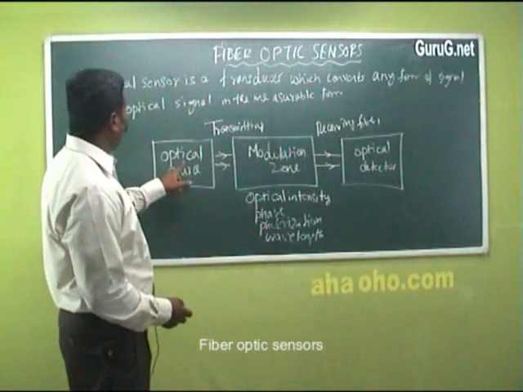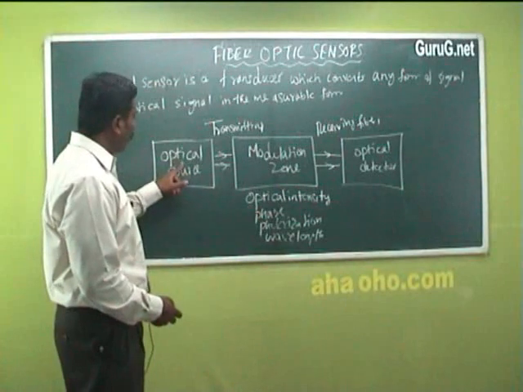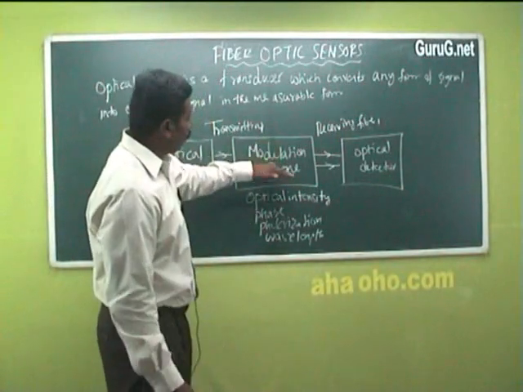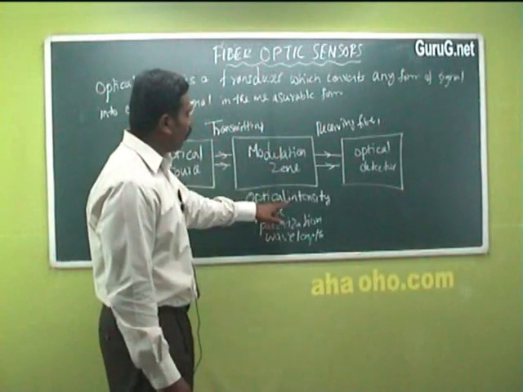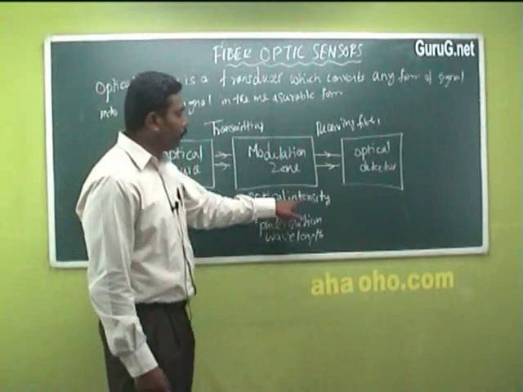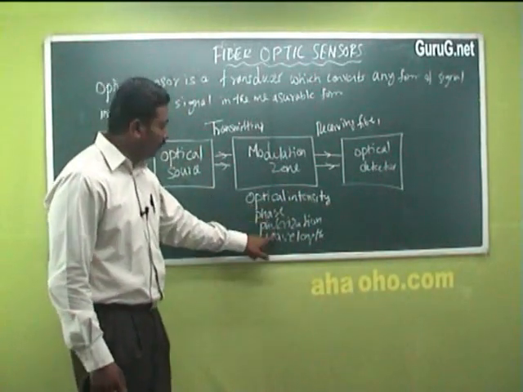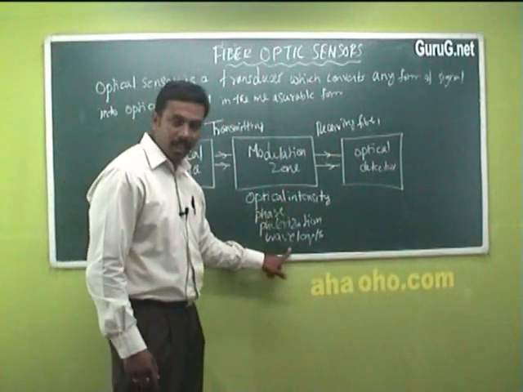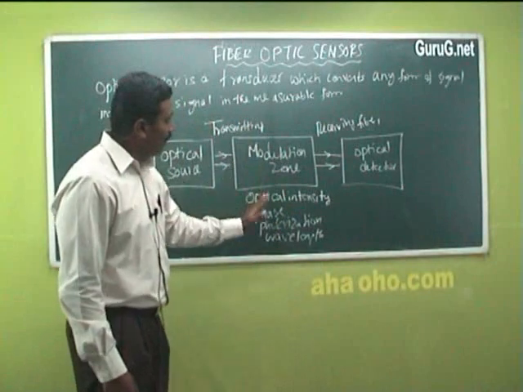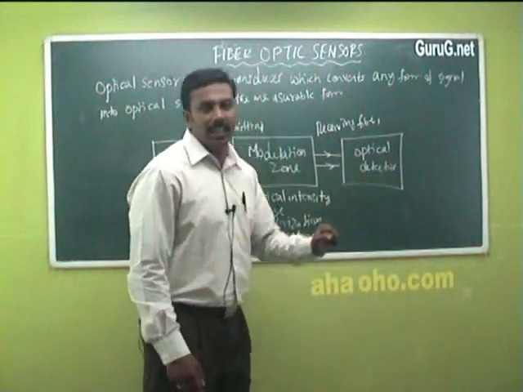It consists of an optical source, whose optical pulses are fed to a modulation zone. Here the modulation is done on any one property of the optical signal: modulation of the optical intensity, modulation of phase, modulation of polarization, or modulation of wavelength. Any one of these modulated signals is directly fed to an optical detector for detection.